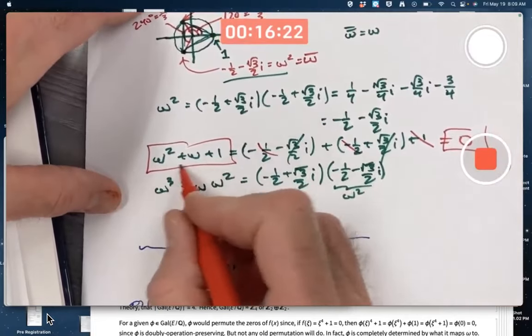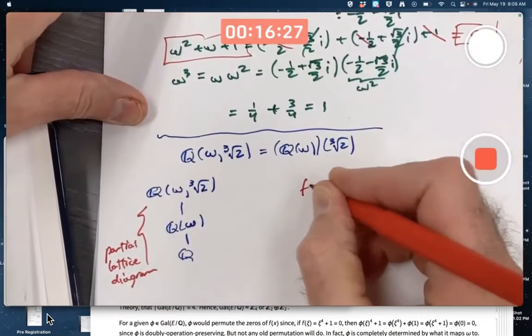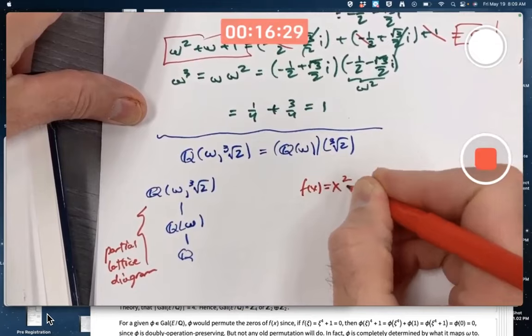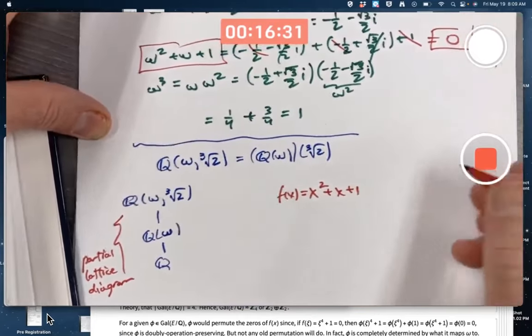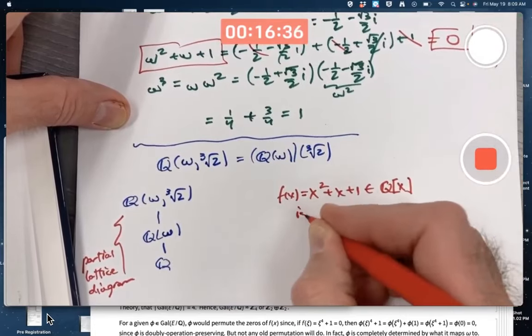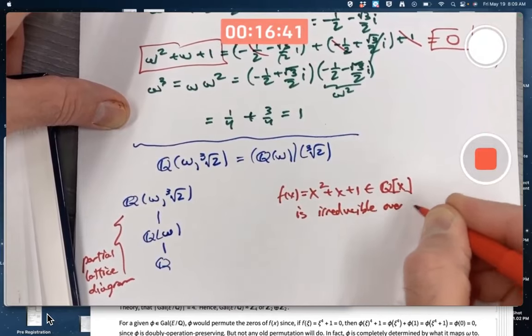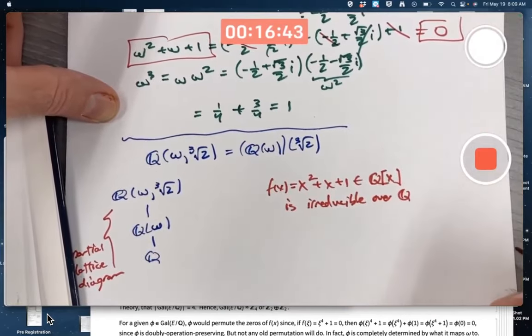Your minimal polynomial is essentially that right there. f(x) = x squared plus x plus 1 in the ring Q[x] is irreducible over Q. You can't apply Eisenstein's criterion directly to it. You could maybe try a mod 2 or mod 3 irreducibility test. Would mod 2 work?